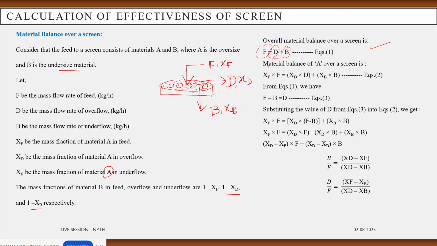Specifically, when you do the material balance of material A over a screen, it will be the total of material A present in the feed, that is F into XF, equals material A present in the overflow, that is D into XD, plus material present in the underflow, that is B into XB. From there, when you do the substitution process, you can go through these steps, and after that we will make this kind of ratio, underflow by feed.